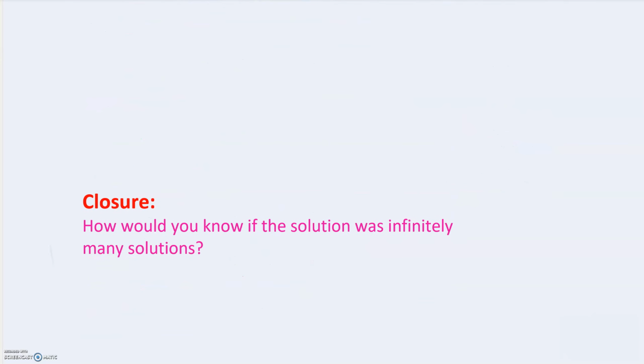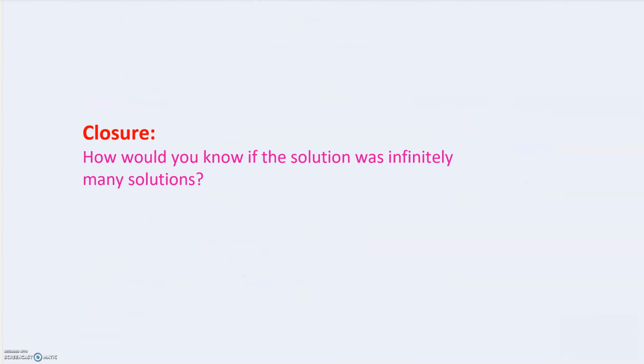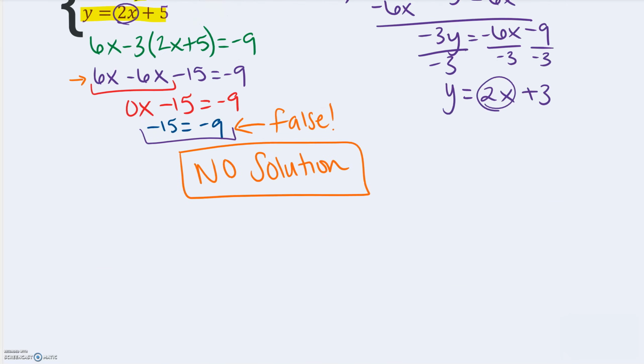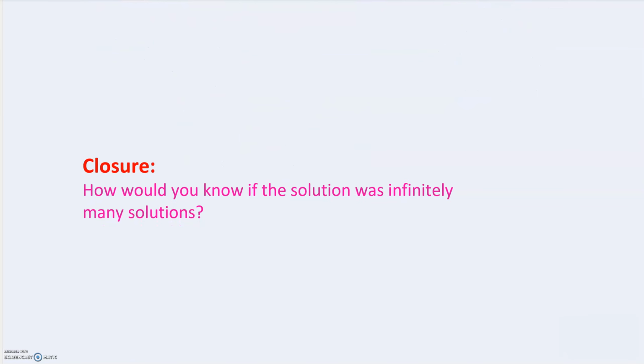So now I want you to take a moment and think about how would you know if the solution was infinitely many solutions, right? Like we just said, we had negative 15 equals negative 9, which is not true, so we got no solution. What do you think it would need to look like in order for the answer to be infinitely many solutions? Once you've answered that question, you are done.